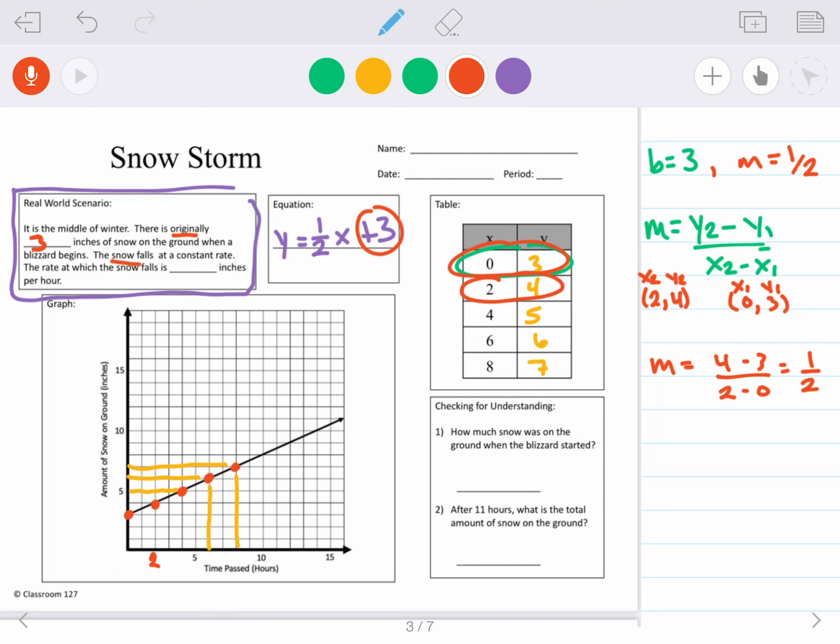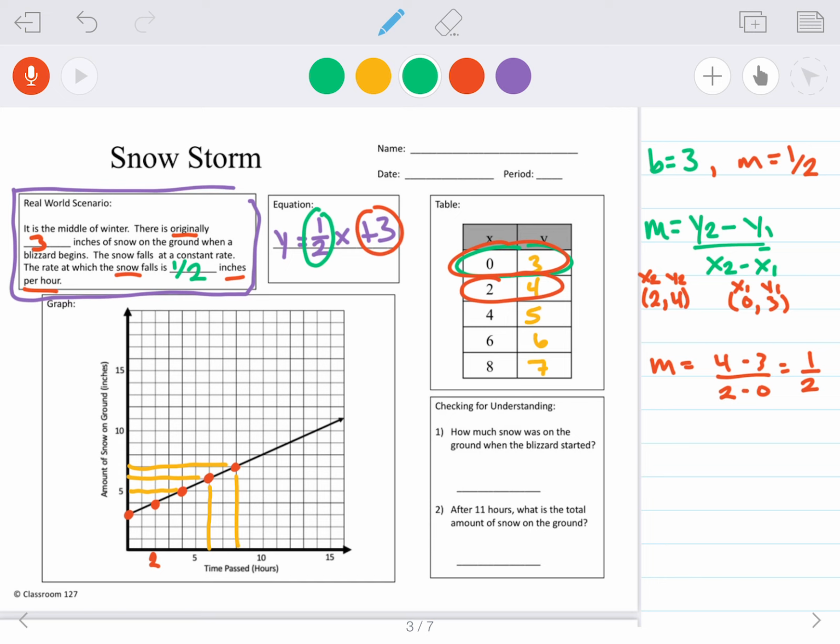Then the snow falls at a constant rate, aka, this is going to tell us what our slope is. The rate at which the snow falls is blank inches per hour. So the slope is the constant rate. That's this number in front of x. So that's 1 half. 1 half inches per hour is what the slope is there.